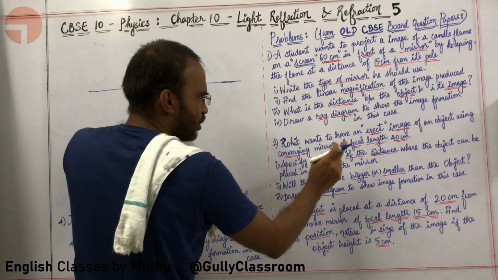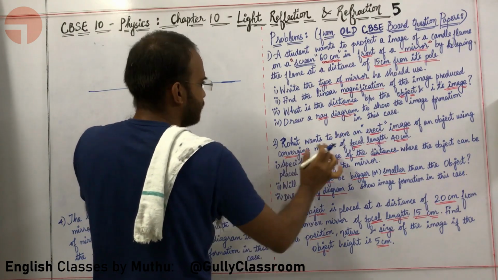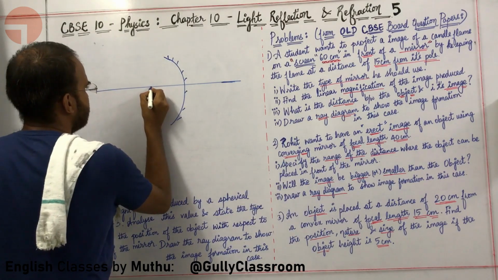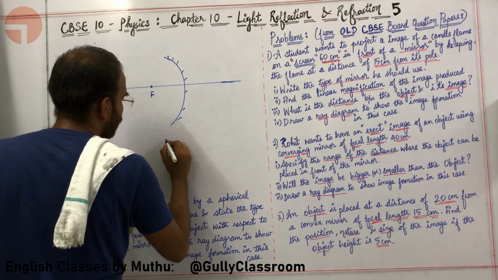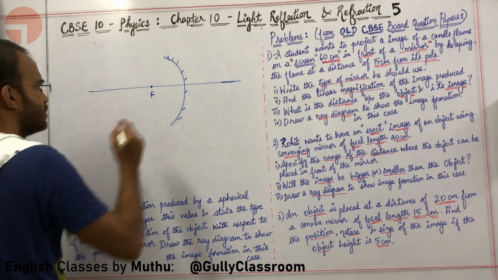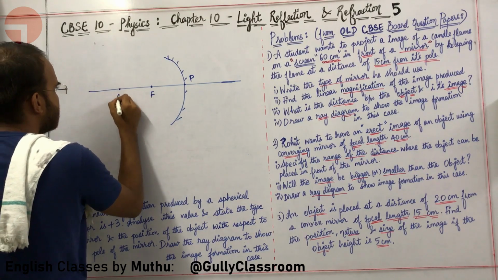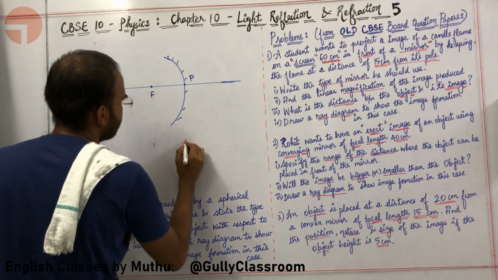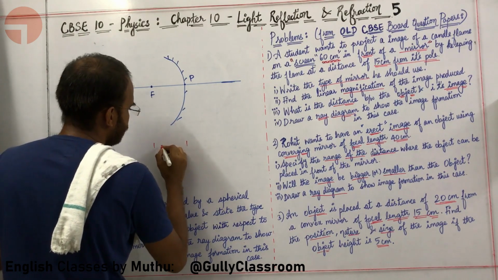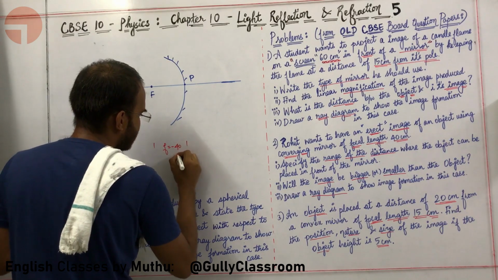They have given the focal length. So Rohit wants to have an erect image of an object using a converging mirror of focal length 40 centimeters. So here F, this particular distance is focal length. Let me mark them: this particular point is pole. This distance is the same as this distance, center of curvature. This distance from focus to pole is your F. What is F? Minus 40 centimeters.